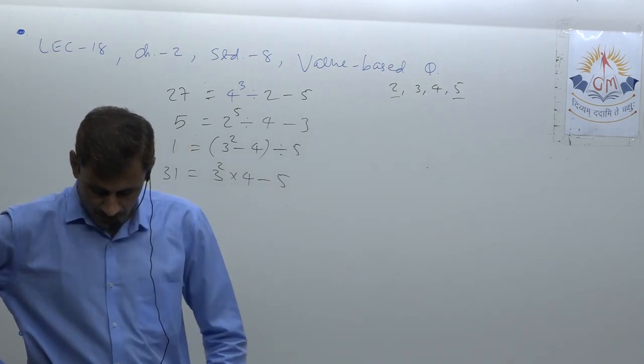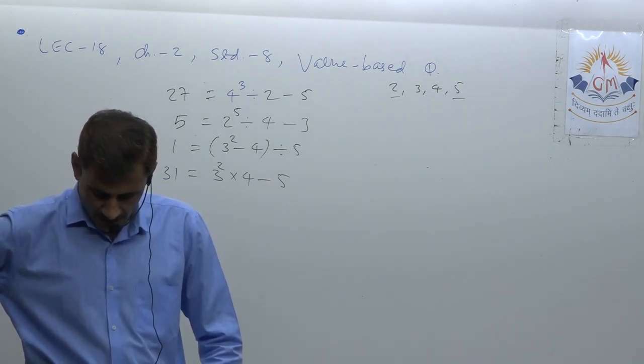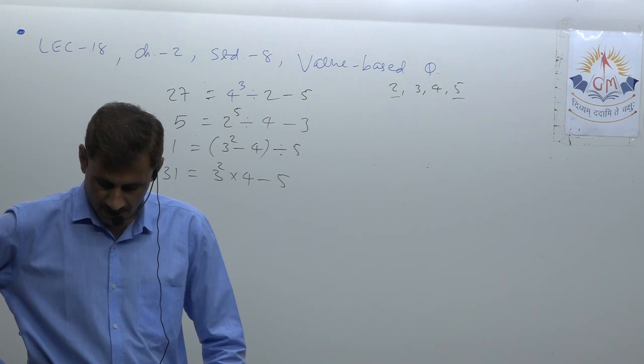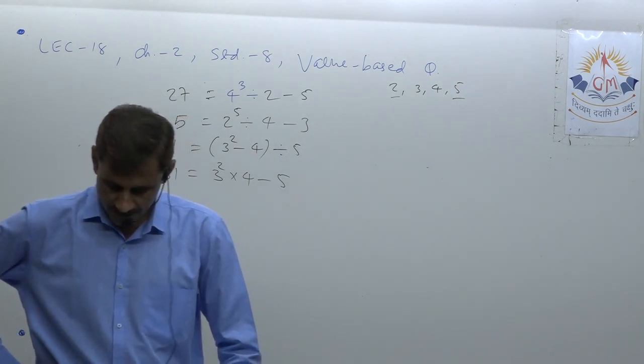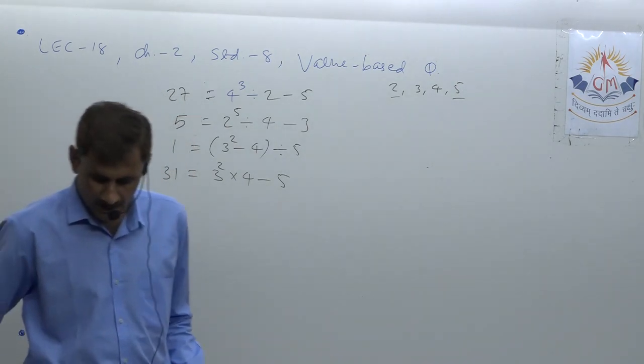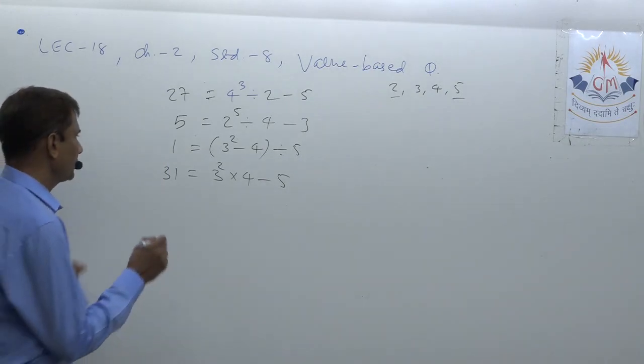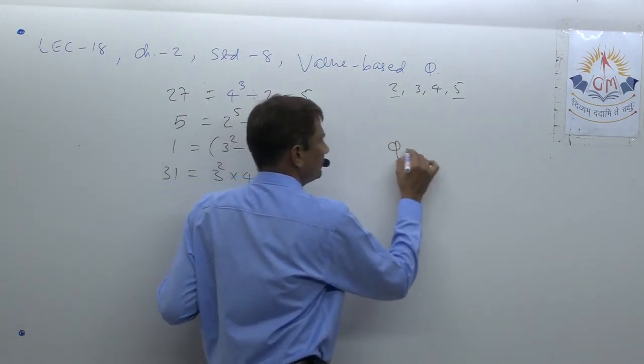Okay, the second one is also the same type. What numbers are represented by A and B in the following equation? What are they telling? A raised to B equal to B raised to A. Question number 2.